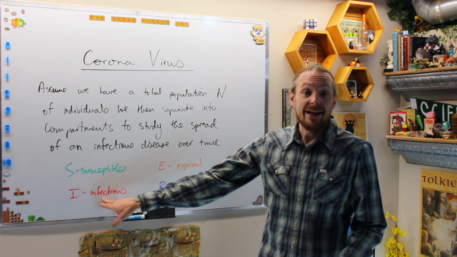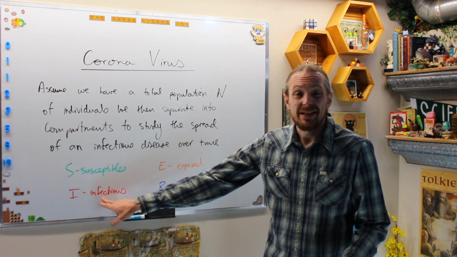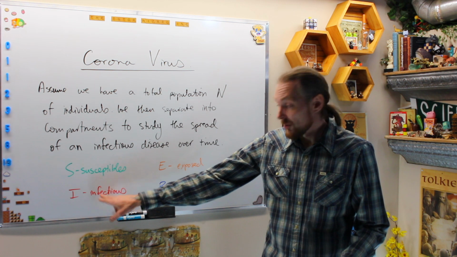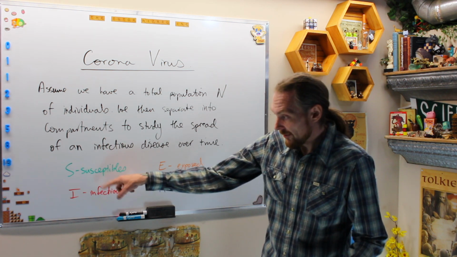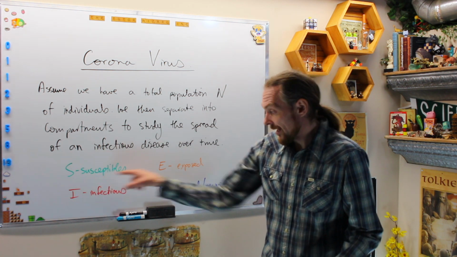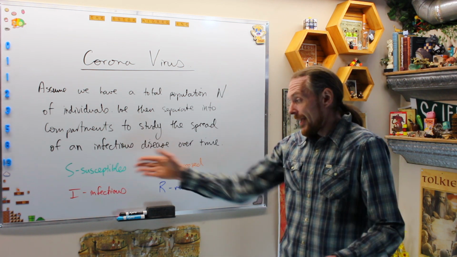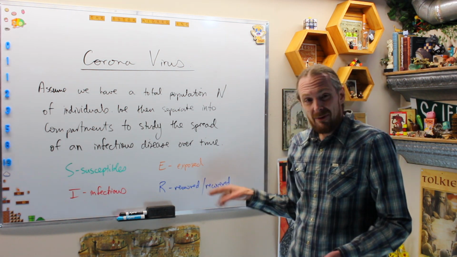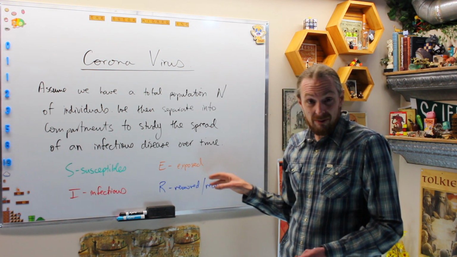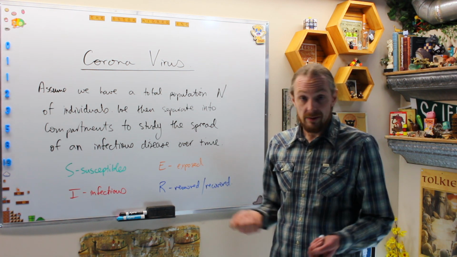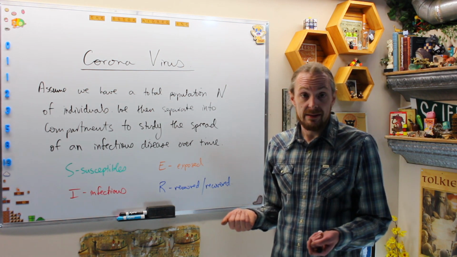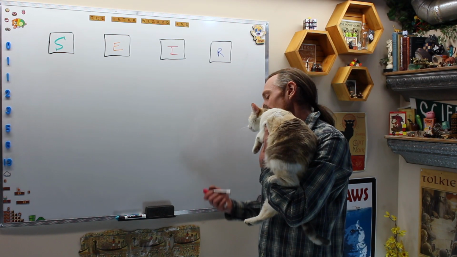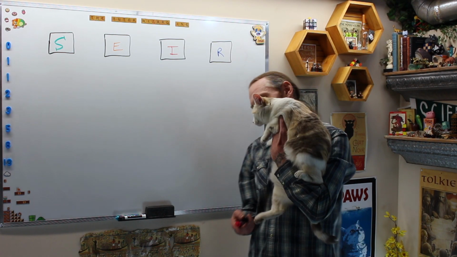The I's will be the truly infectious individuals that can now spread the disease to other individuals, the susceptibles. We're going to see how they interact, and then they're going to interact to create exposed people. And from this, we have a removed category, or recovered, depending on the disease. You either recover or are removed from death or other means from the disease scenario.